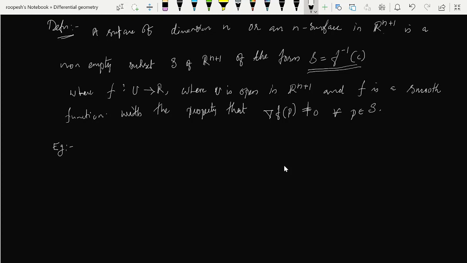A one-surface in R^2. What should it be? This is R^2, right? So in that we should consider a one-surface. Anyway, a one-surface in R^2 will be a curve. It is called a plane curve.